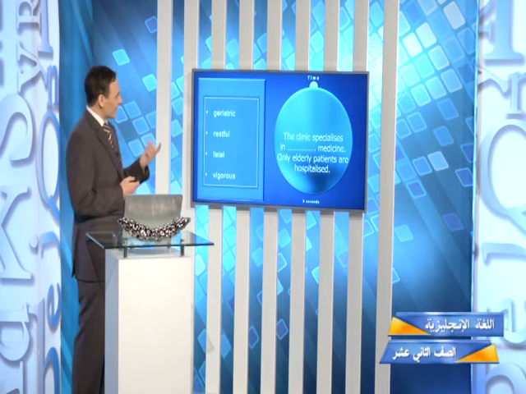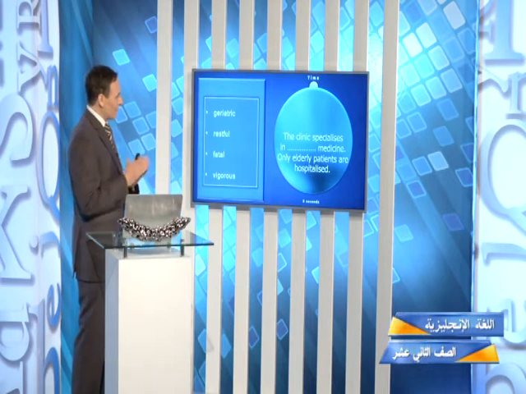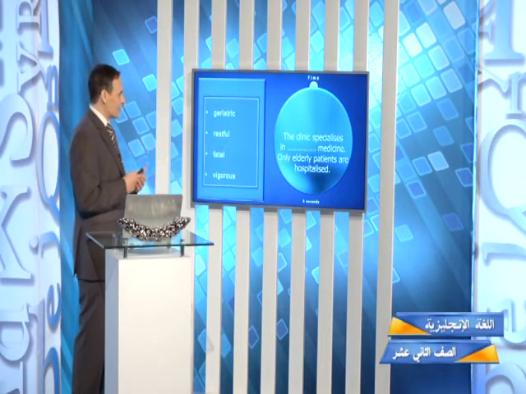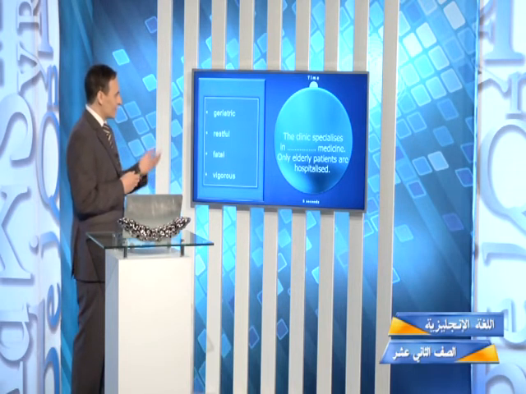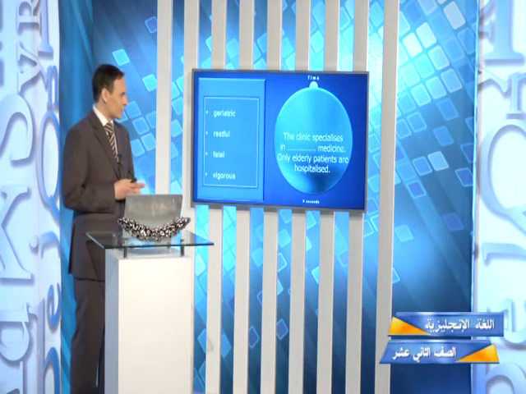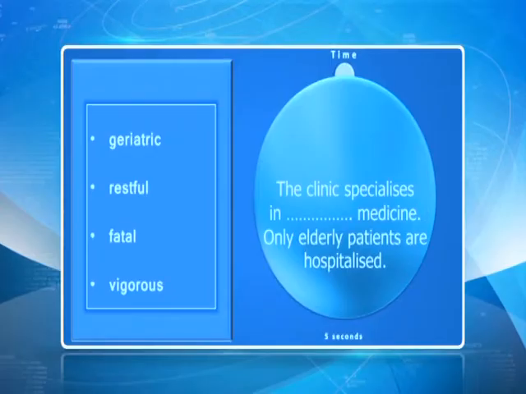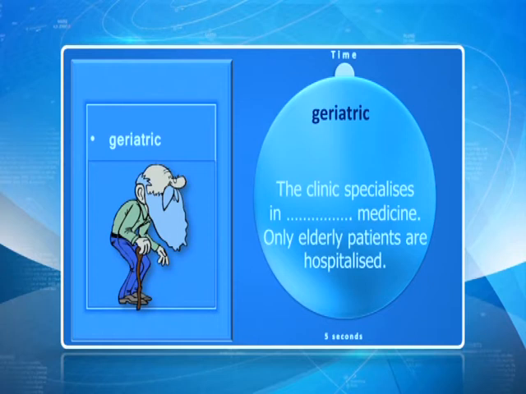So the clinic specializes in medicine. Now, up to here, you might be at a loss. But if you read the second sentence, it will give you some context, some clues and some help to find the needed word. Only elderly patients are hospitalized. Notice that elderly patients here is referring you back to the word geriatric. And geriatric is the adjective that should be used here to complete this sentence. The whole sentence reads, the clinic specializes in geriatric medicine. Only elderly patients are hospitalized.